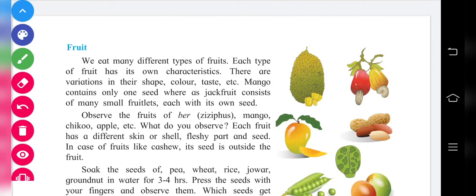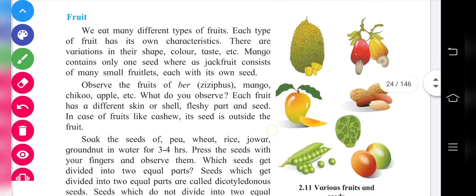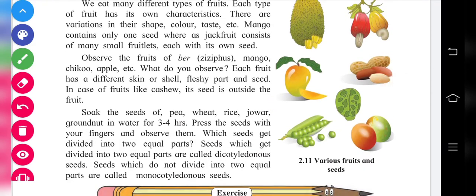In the case of a fruit like cashew, the seed is outside, outside is the fruit. Cashew has the fruit on the outside, and inside there is nothing. So there are different types of fruit, and different are their characteristics.